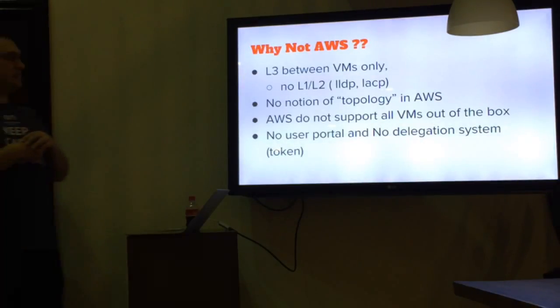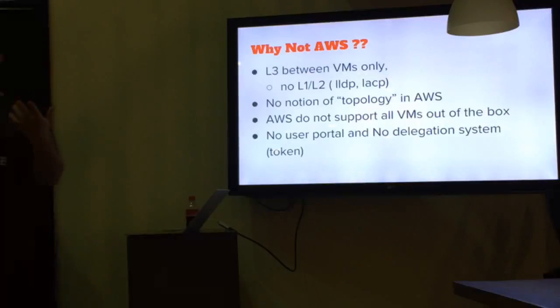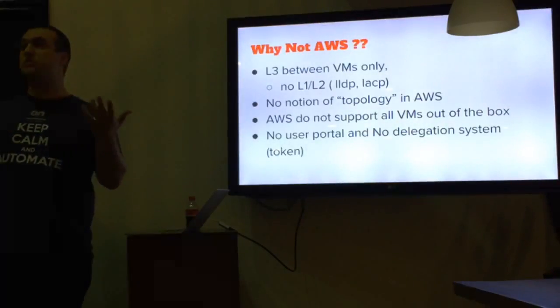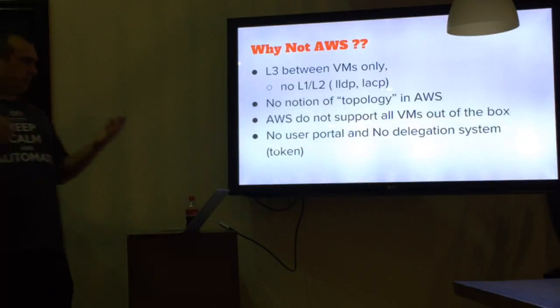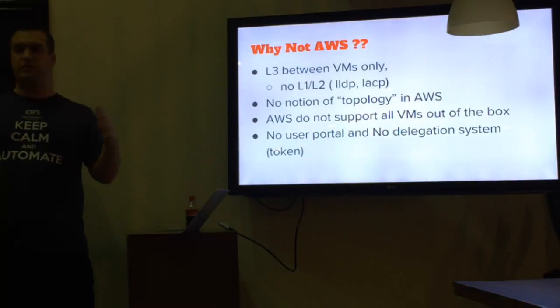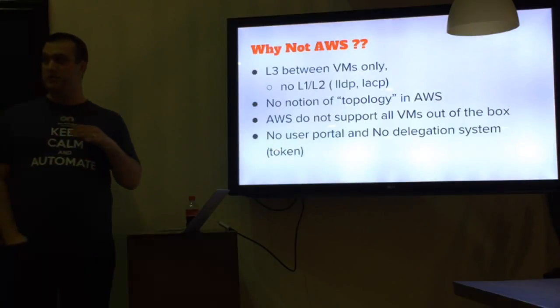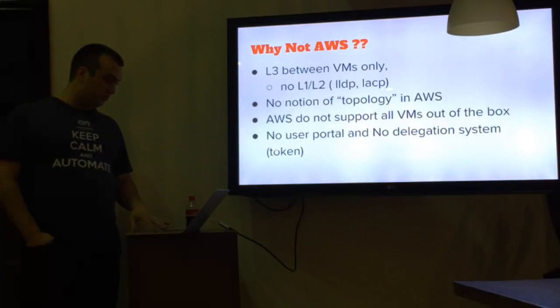And so there are many things they don't have. They don't have the notion of topology. They have requirements, like a VM to run on AWS actually needs to support cloud-init, and most of the devices that you get from your vendors don't do that. And for many reasons, it just doesn't work. So get that out of your head. AWS is not a solution to build a virtual lab, period. It's a platform to run VMs, an application on the cloud. It is not something to replace a lab.